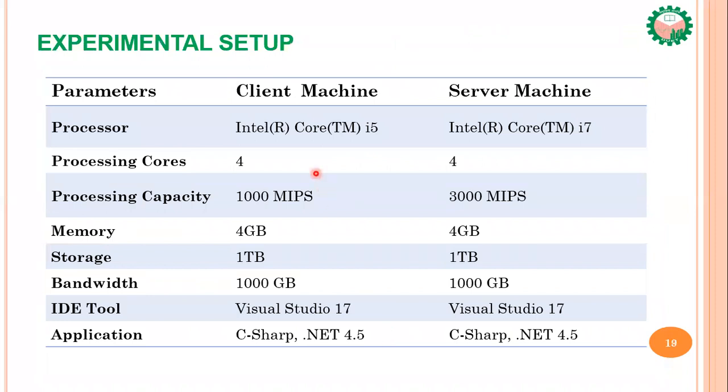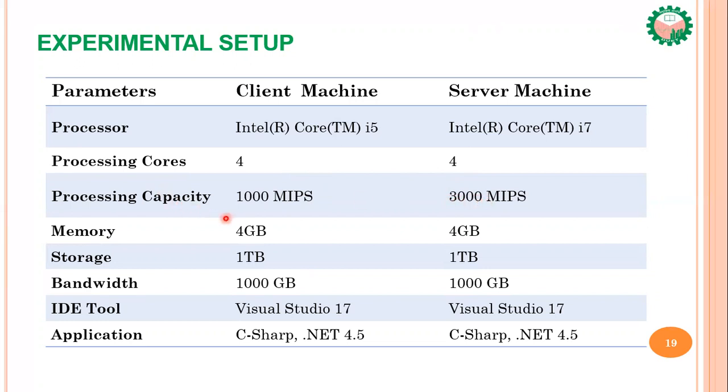This is the experimental setup of the client machine and server machine. The processor of the client machine is Intel Core i5 and the server machine is Core i7. The processing cores of the client machine are 4 and the server machine is 4. The processing capacity of the client machine is 1000 million instructions per second and the server machine is 3000 million instructions per second.